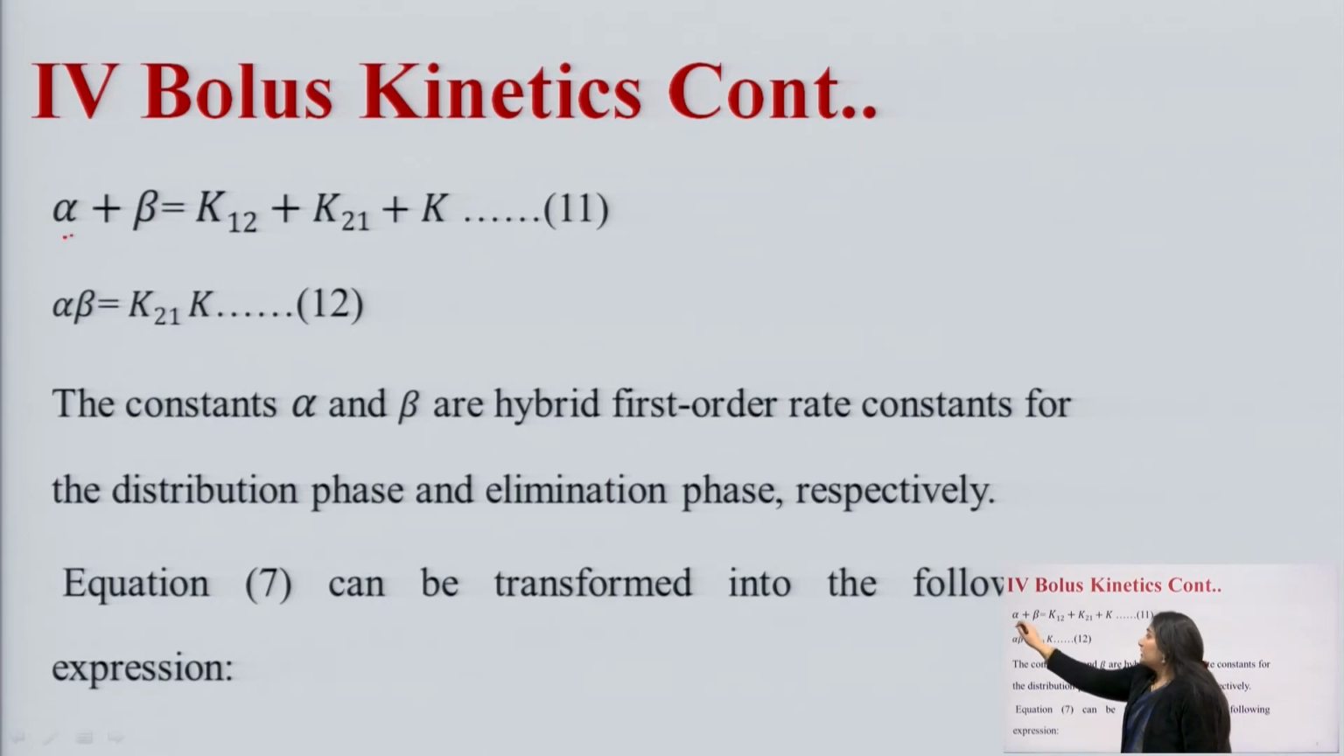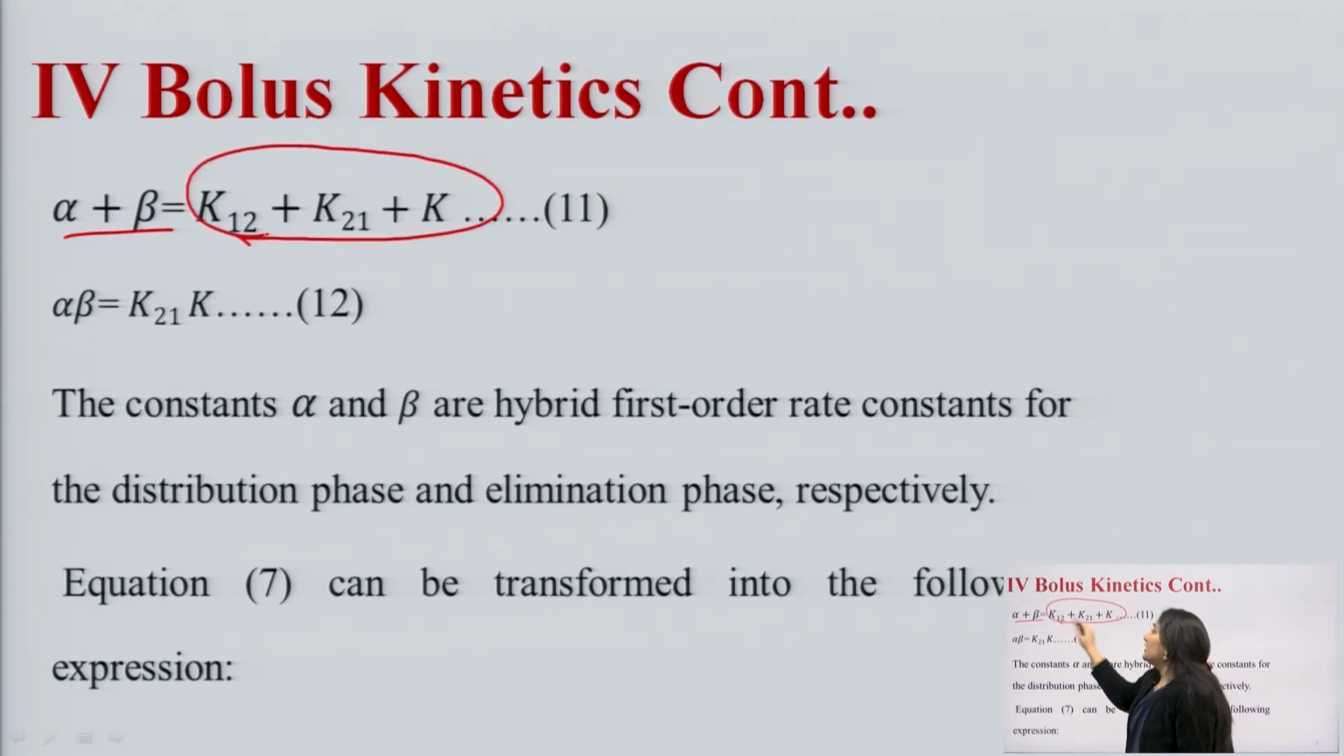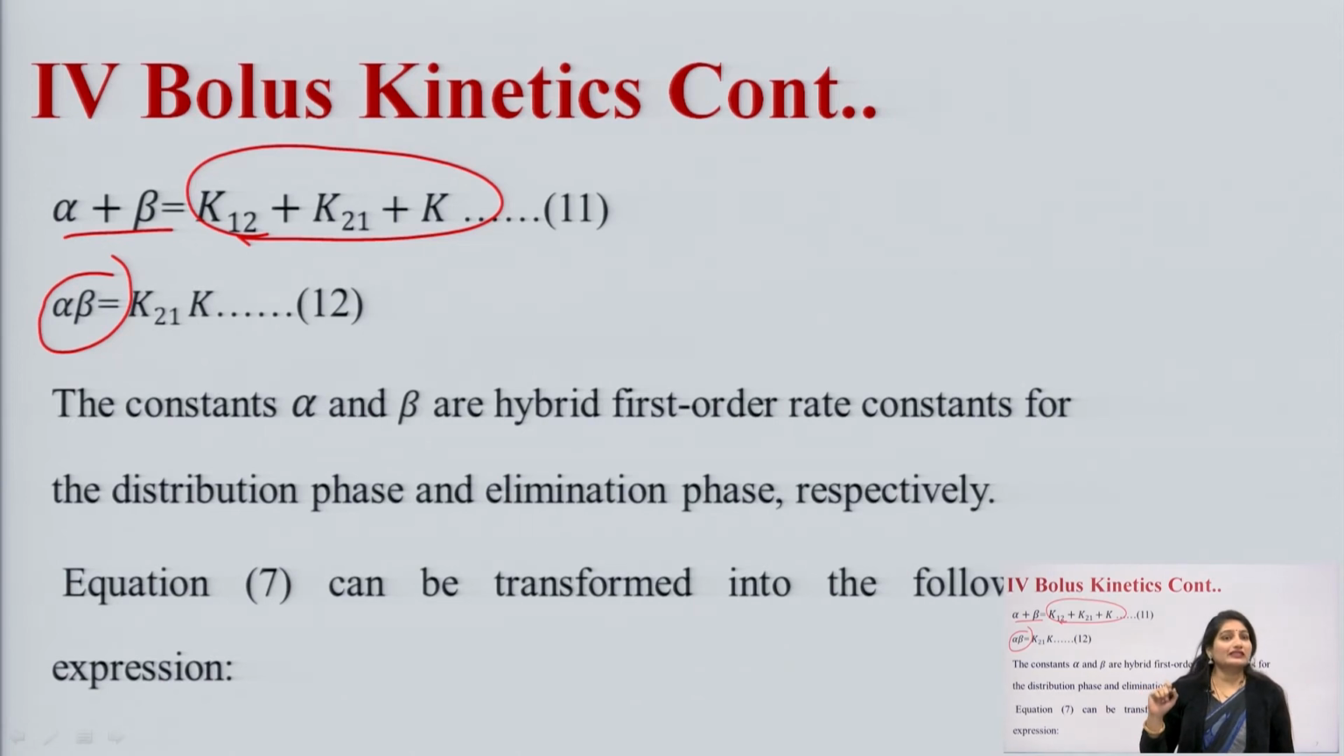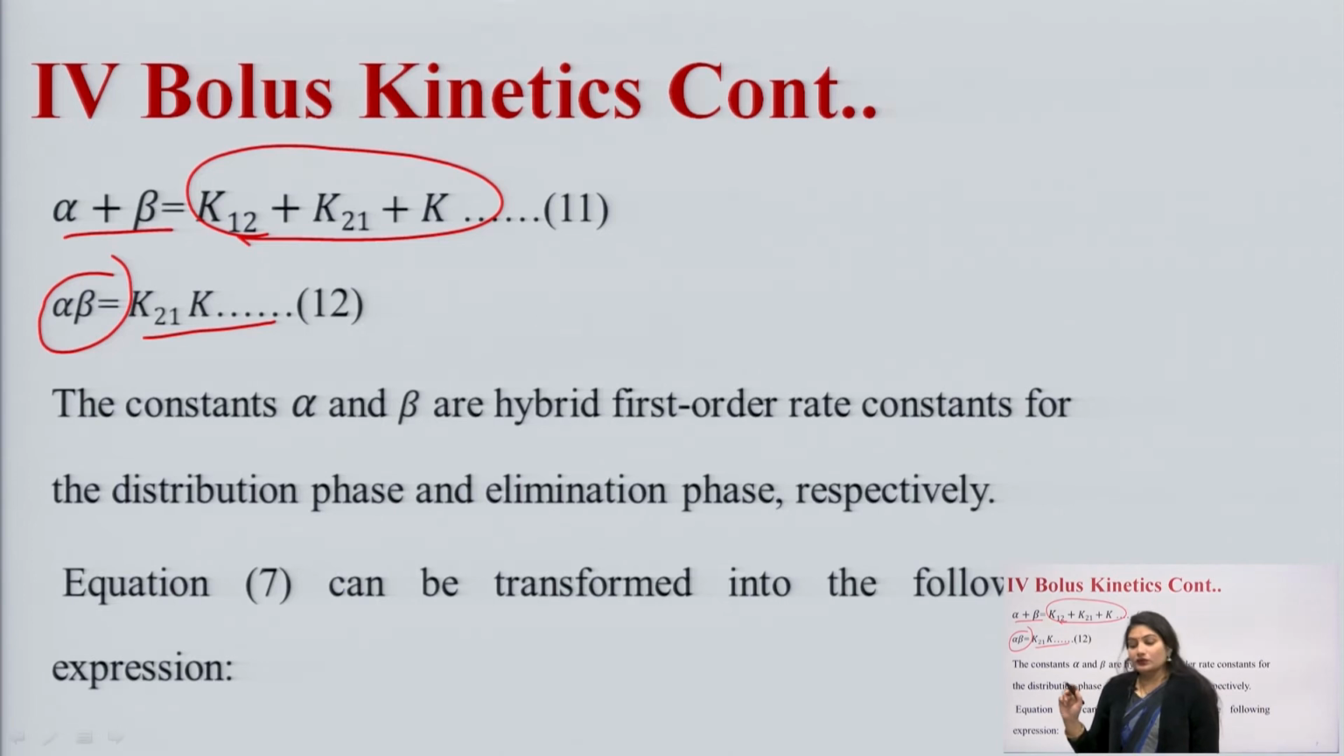the value of alpha plus beta is equal to K12 plus K21 plus K, meaning the sum of the constants K12, K21 and K represents the sum of alpha and beta, and the multiplication of alpha and beta, the multiplication of these micro constants, represents K21 times K. So, these constants alpha and beta are the hybrid first order rate constants for the distribution phase as well as for the elimination phase.